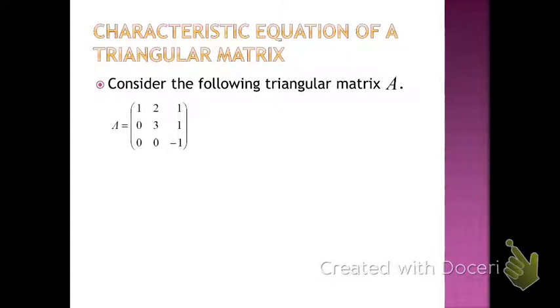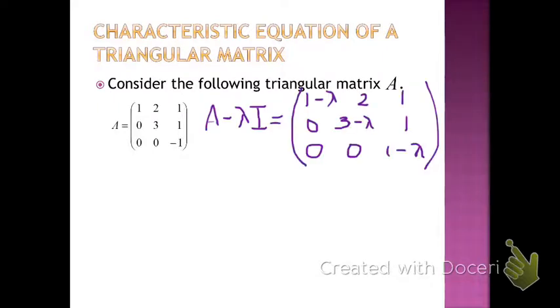So let's consider this matrix A here, a 3 by 3 matrix. And what we want to do is to find the eigenvalues using the characteristic equation. So to do this, again, we want to find A minus lambda I, and we do this, of course, by subtracting lambda from our main diagonal.